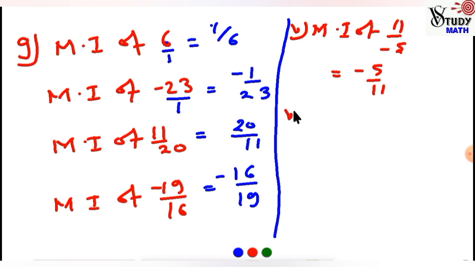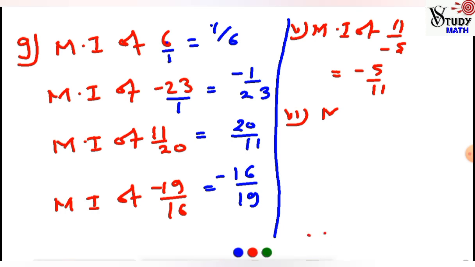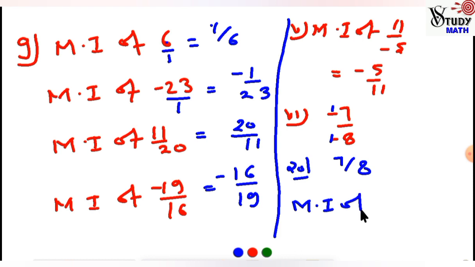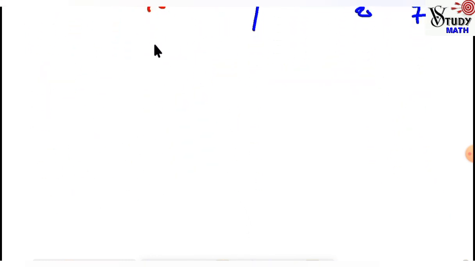In question number 9, we are going to solve the next part this way. Given here negative 7 by negative 8. So my dear students, I'm going to solve this one. The negative sign cancels the negative sign, so we have 7 by 8. So the multiplicative inverse of 7 by 8 will be 8 by 7. So now come to the next question.